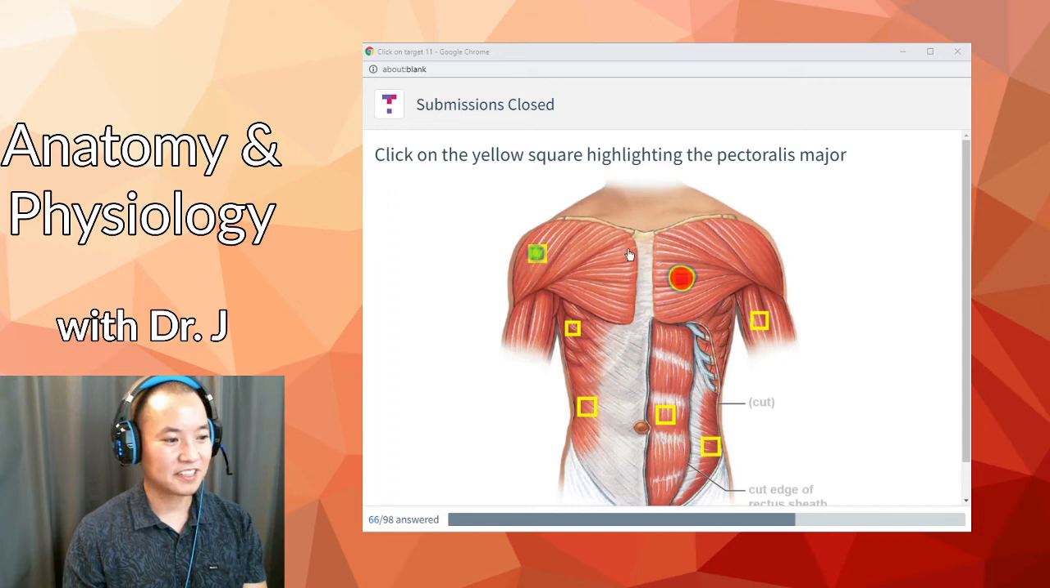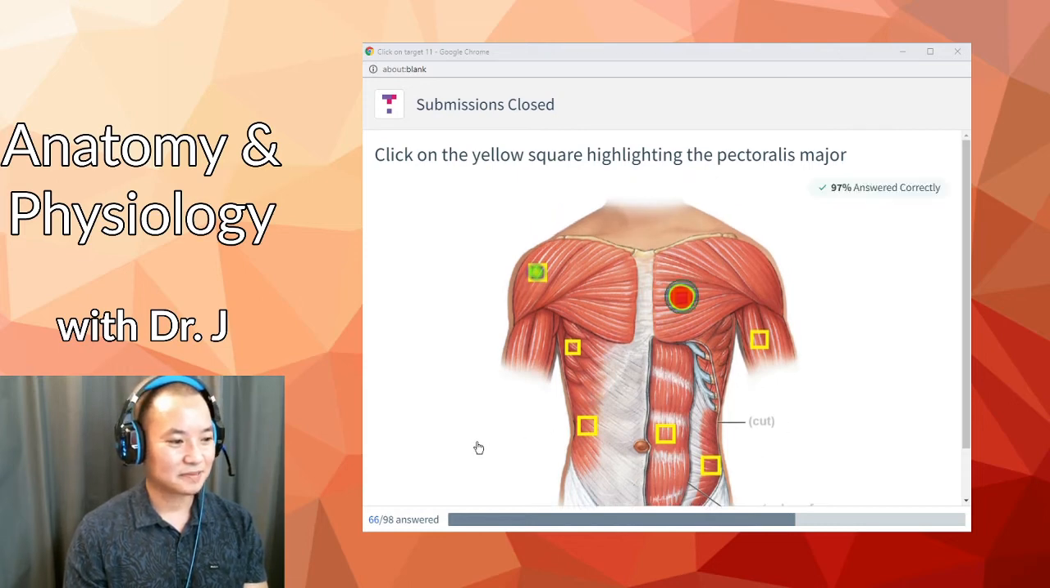Most of you clicked here, and yes, it's major. Some of you clicked the deltoid. This is the pectoralis major. That's why you see a lot of people doing push-ups and bench presses. They're trying to work their pecs here. Okay, and then next question.